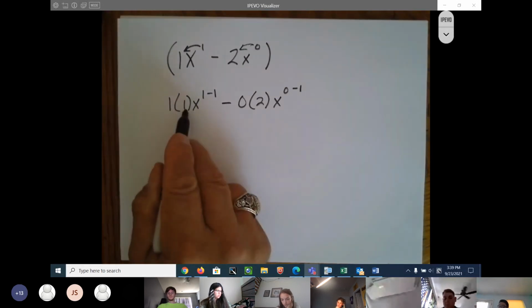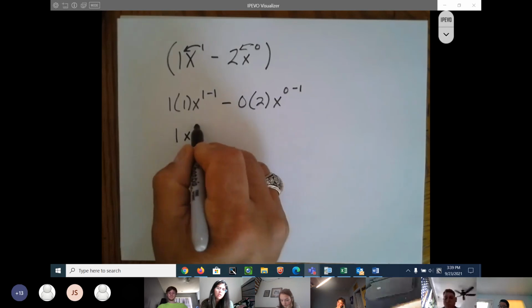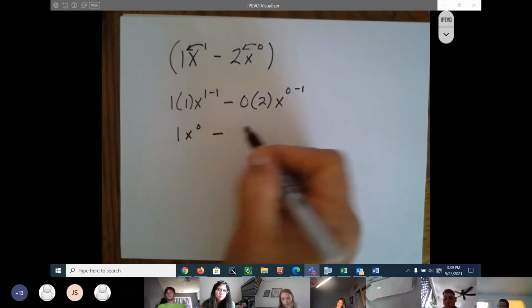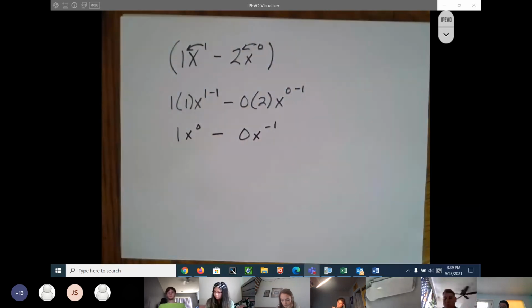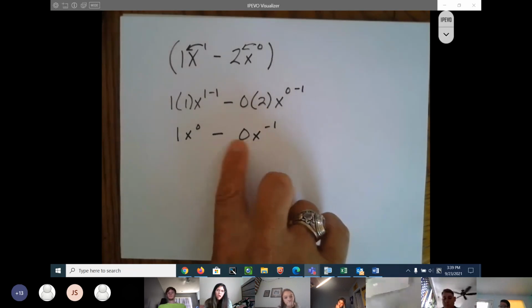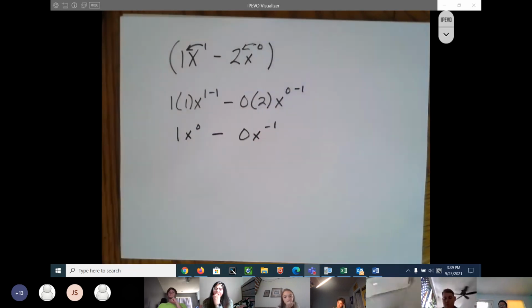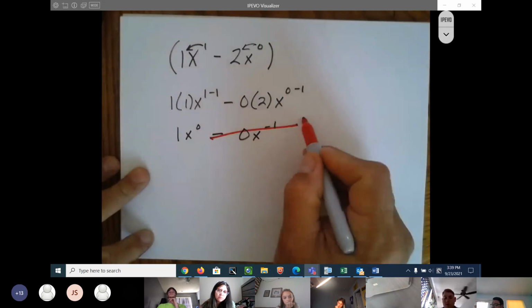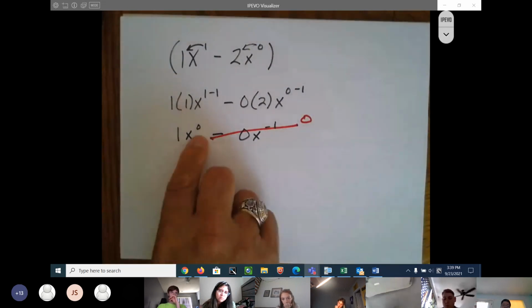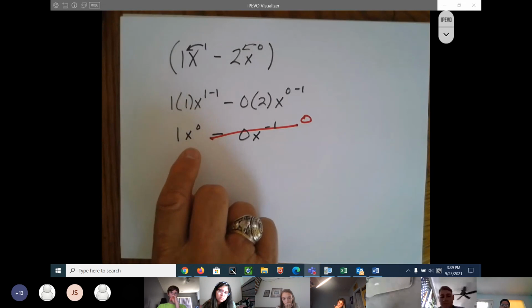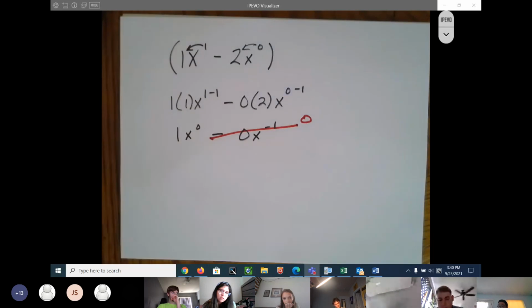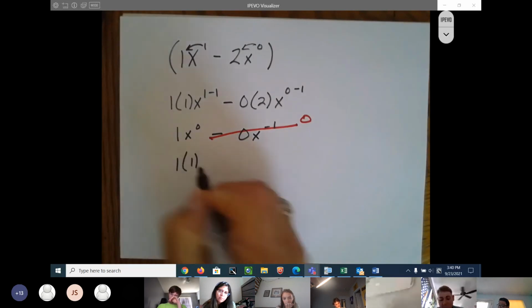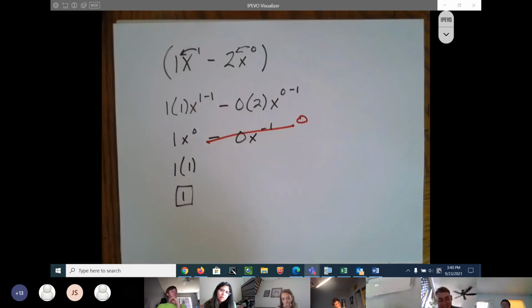And what's 1 times 1? X to the 0, minus 0, x to the negative 1. And what happens to this term right here, Miss Bodine? What's 0 times anything? 0. And what's x to the 0? Be careful, don't blurt out what you think it is. What is any number to the 0 power? 1. So your answer is 1.